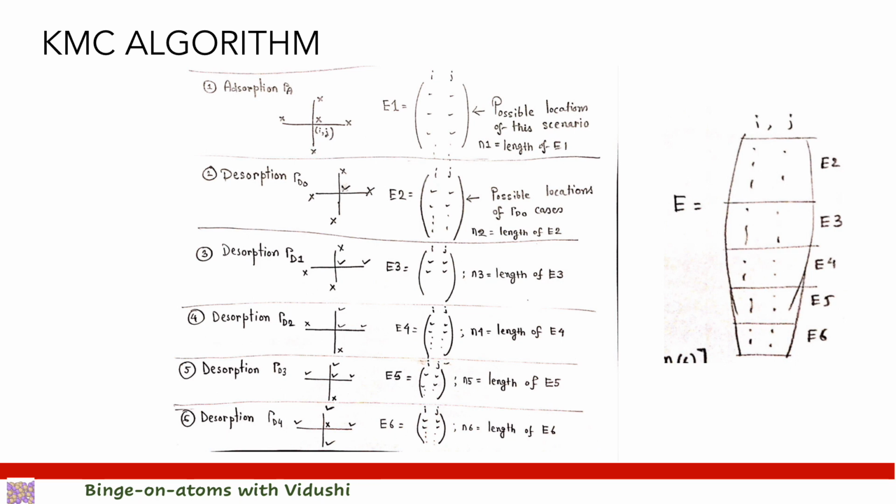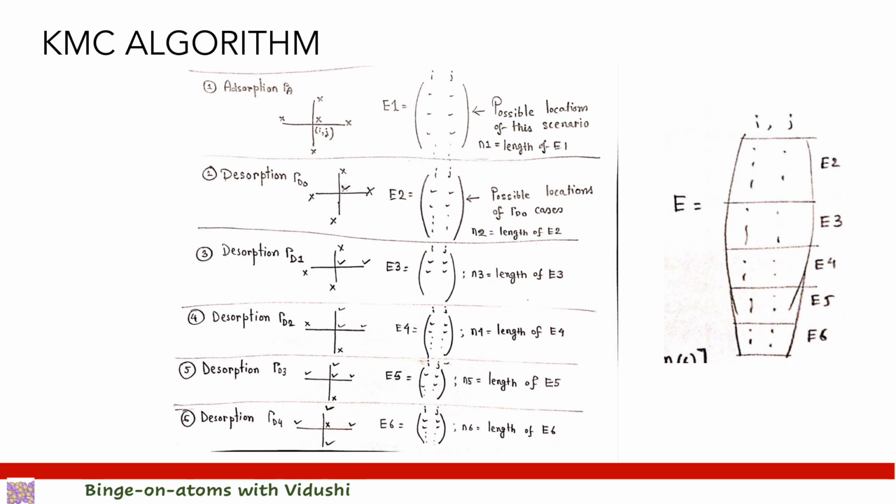Similarly, for a desorption event E2, if the atom is present at the site but no neighboring atom is there, this location is stored in the E2 matrix. The same way, event E6 will be when the atom is present and has all the neighboring atoms. This location will be stored in matrix E6.